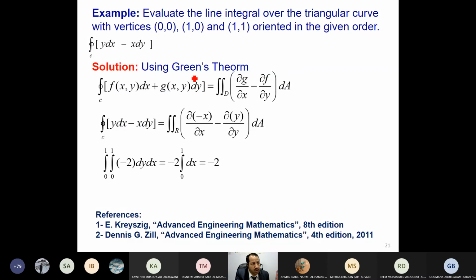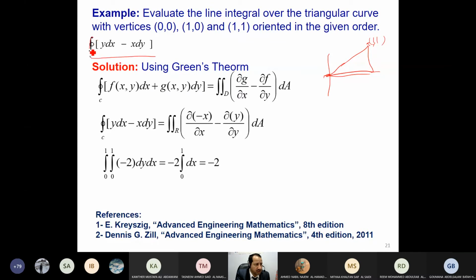Have a look. He told me to evaluate the line integral over a triangular curve. You see, it's a closed curve with vertices (0, 0), (1, 0), (1, 1), oriented in this way. This is the origin, and this is (1, 1). So he told me to find the integration for this curve given the order. And this is the function he gave you directly.